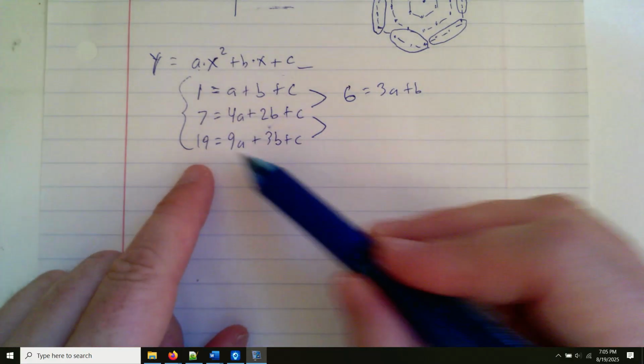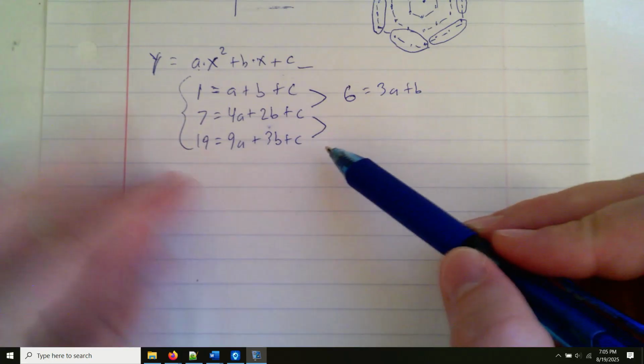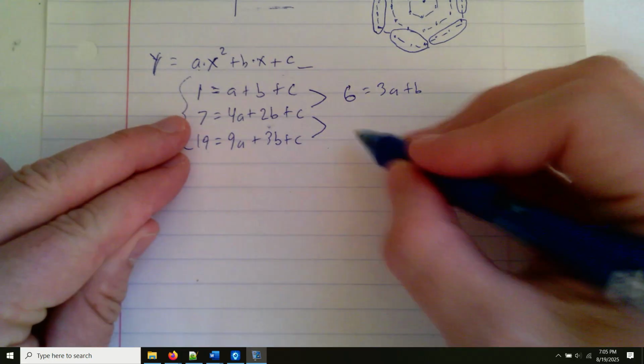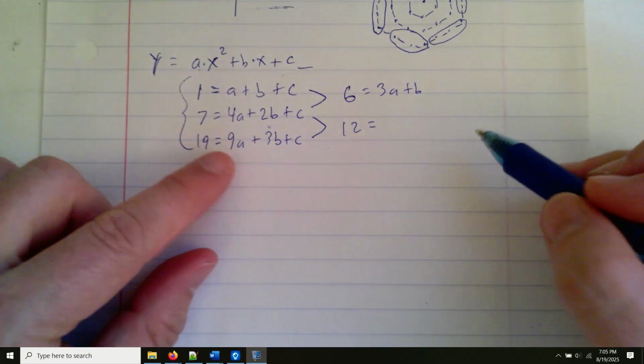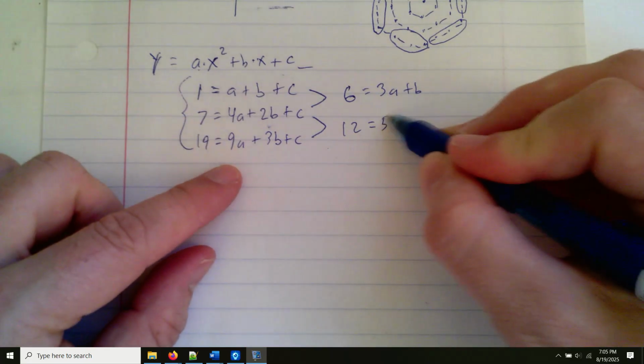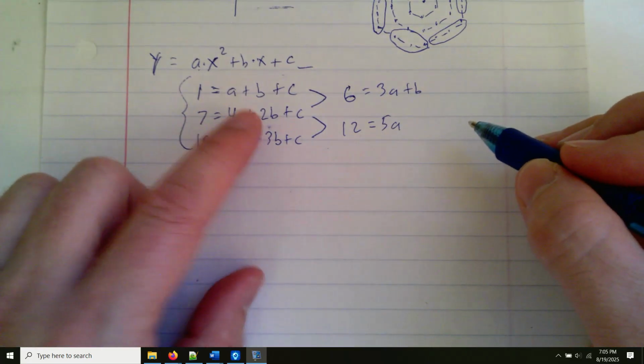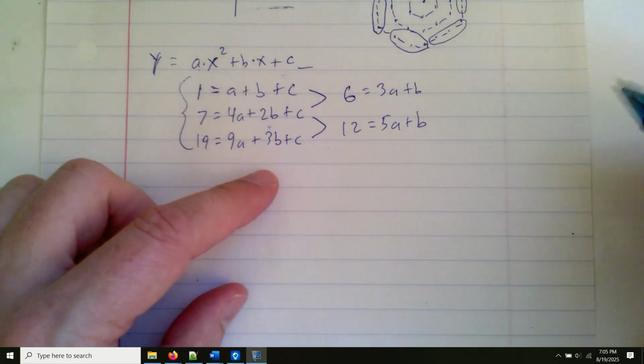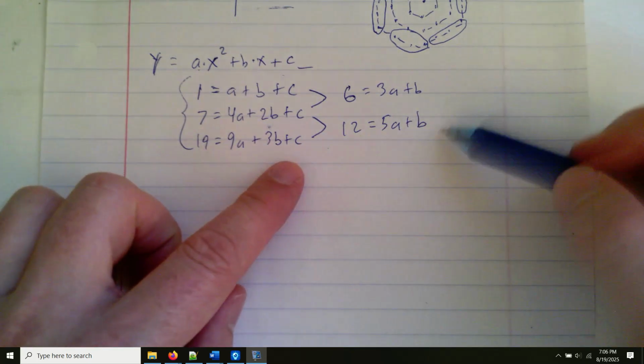Okay, now I'm going to subtract the middle equation from the bottom equation. So 19 minus 7 is 12. 9 minus 4 is 5a's. 3b minus 2b is just 1b. And then c minus c is 0.